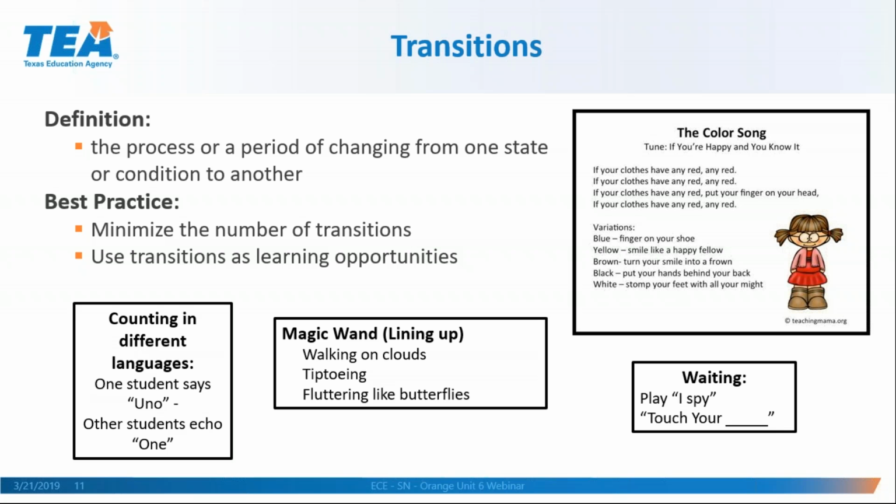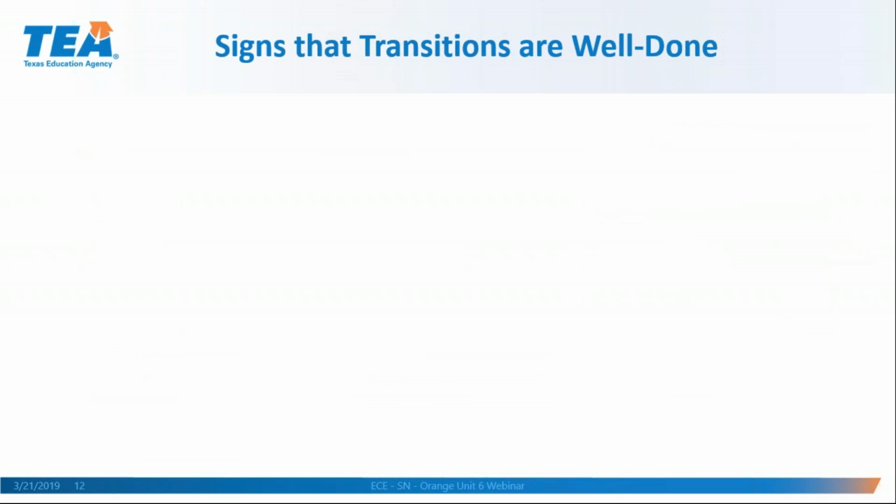So any of these would be examples of a transition. The children are going from one place to another, or one state or one condition to another, and you want to use that time more appropriately to keep the learning going. So those are my crazy examples for the day.